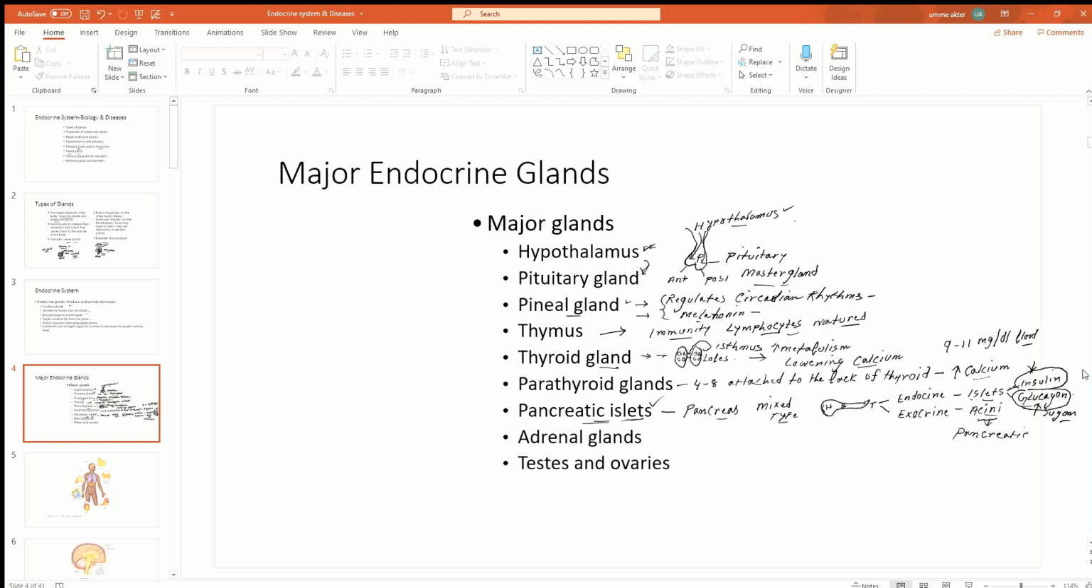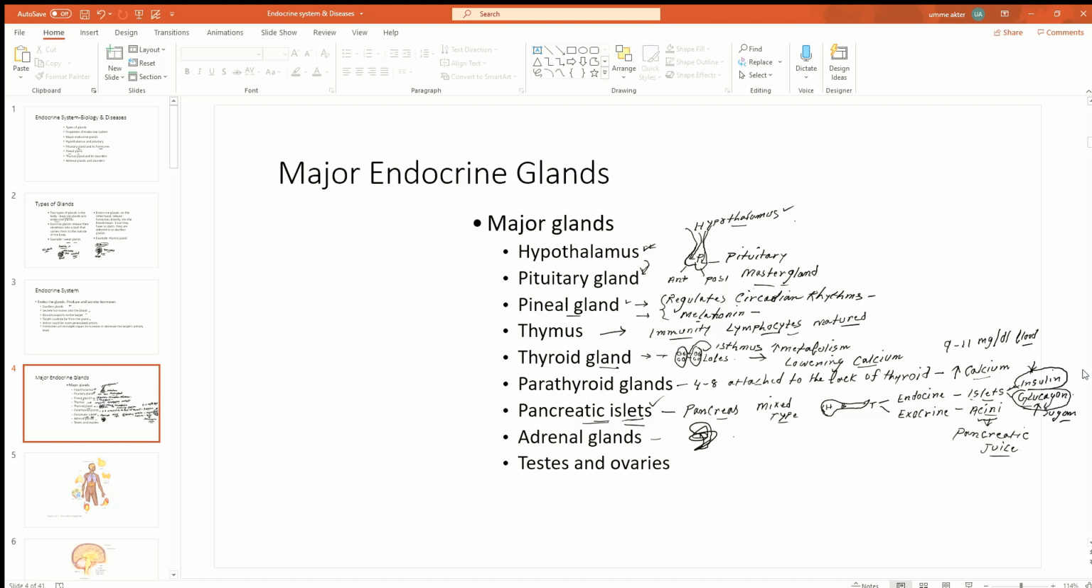Pancreatic juice. It is a digestive enzyme that goes to the intestine and breaks down the proteins, carbohydrates, and fats. So that is the pancreas. Now, adrenal glands on the top of your kidneys.